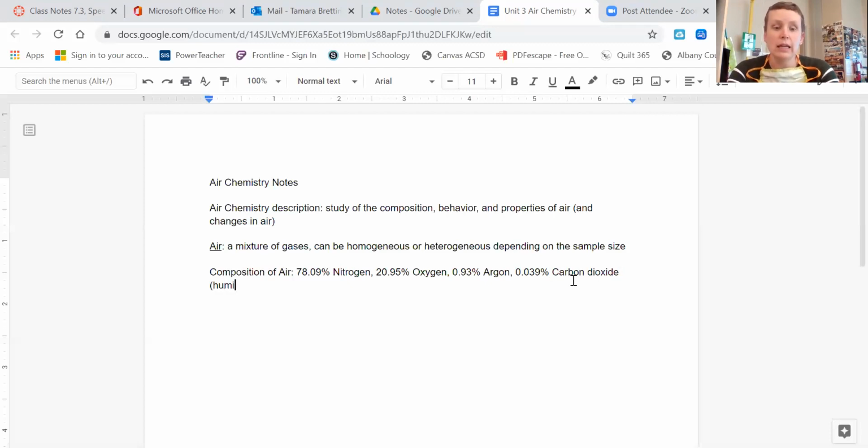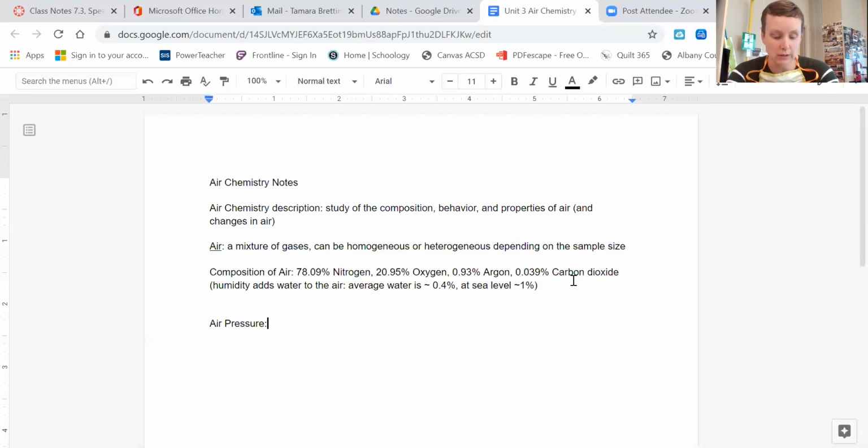Now, humidity adds water to the air. On average, water is about 0.4% of air. At sea level, it's usually higher, about 1%. And so the other amounts would adjust downwards based on the amount of humidity. More humidity means the other amounts are all going to adjust a little bit downwards to make room for that extra percentage.